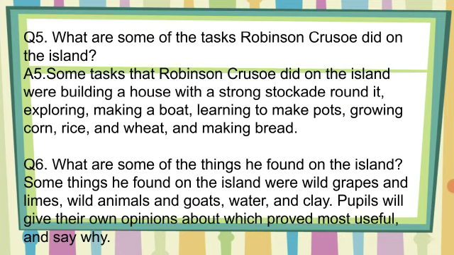Question number 5. What were some of the tasks Robinson Crusoe did on the island? Some tasks that Robinson Crusoe did on the island were building a house with a strong stockade around it, exploring, making a boat, learning to make pots, growing corn, rice and wheat, and making bread. What are some of the things he found on the island? Some things he found on the island were wild grapes and limes, wild animals and goats, water and clay.